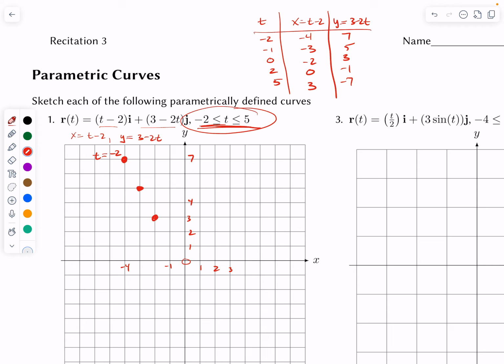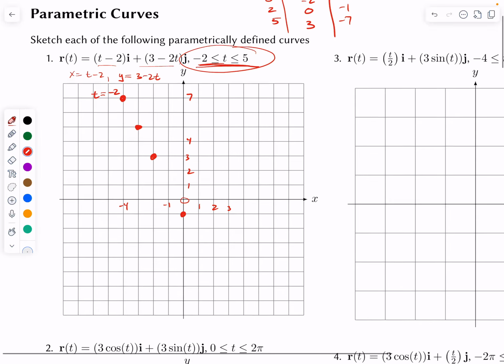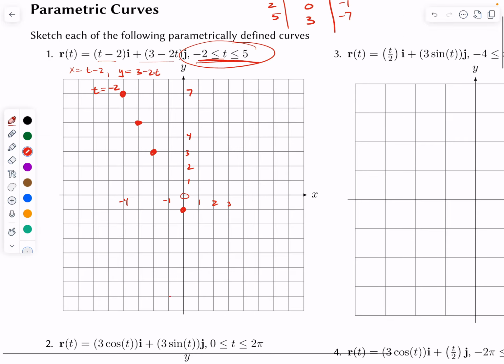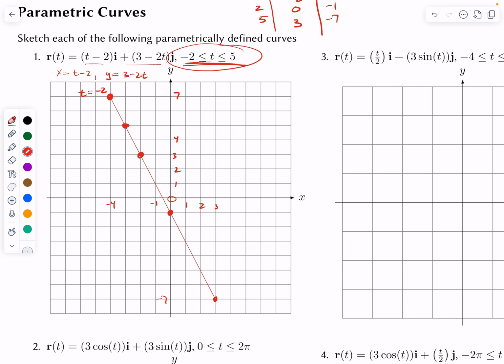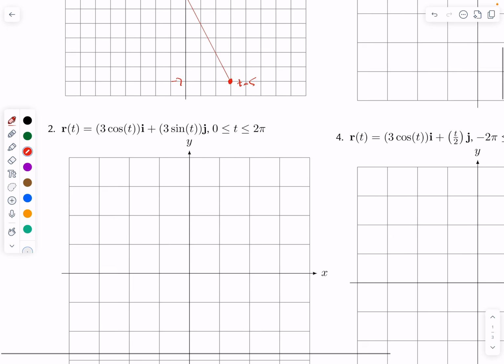When t equals 2, I've got x equals 0, y equals -1. And when t equals 5, x equals 3, y equals -7. Just down here. All that's left is connect these with a beautiful line. Yeah, good enough. And so that's it. I mean, if you want to label it, that's fine, but you don't have to. Okay, let's go down here.